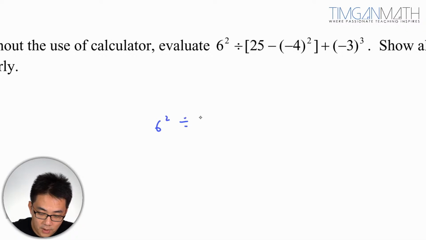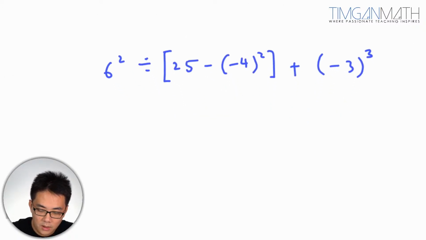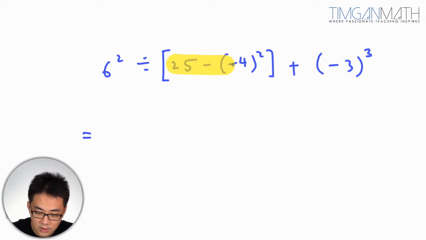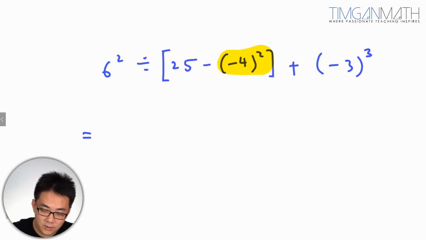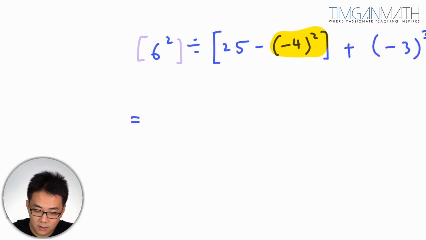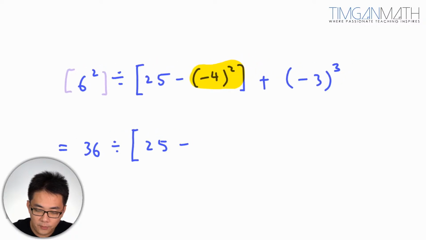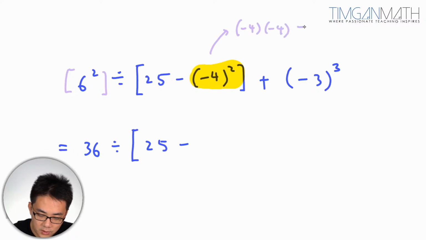So 6 squared divided by 25 minus negative 4 squared plus negative 3 cubed. Now this inside here, I'm just going to deal with the one inside here. Okay, so obviously I should expand this negative 4 squared first, and this will be positive. This 6 squared here, you could just put an invisible bracket. So 6 squared will be 36 divided by 25 minus, negative 4 times negative 4 is actually positive 16.